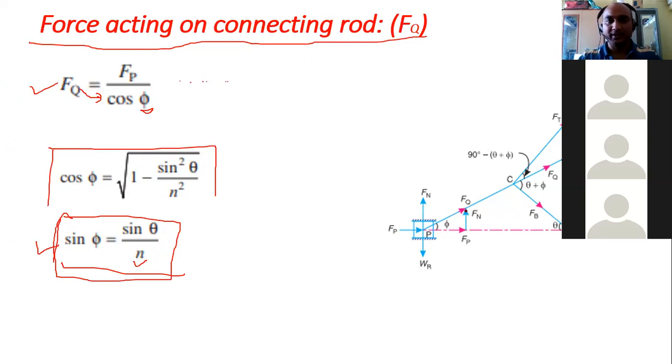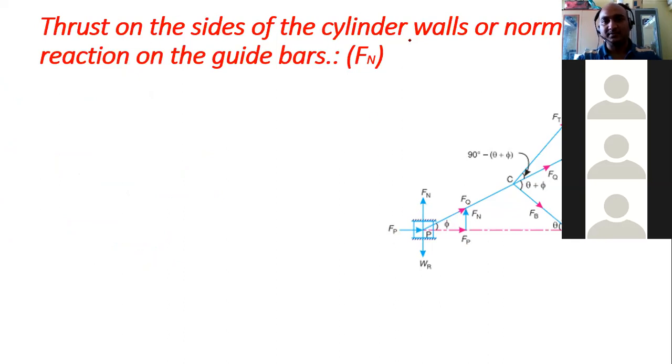Now the next force is the thrust on the sides of the cylinder walls, or normal reaction on the guide bars, that is Fn. Now we have seen Fp, Fq and Fi. Now next is Fn. So what is this Fn? Already I mentioned that Fn is one of the components of Fq. Once you get Fq, we can easily find Fn. Fn is equal to Fq sine phi, the second component. You know, Fq is nothing but Fp upon cos phi, from the previous equation.